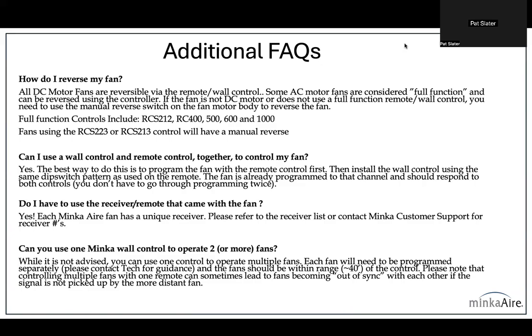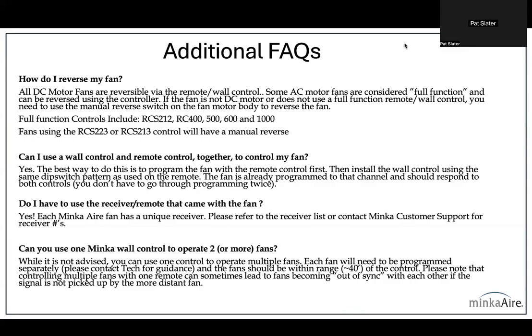Additional FAQs. How do I reverse my fan? All DC motor fans are reversible via the remote or wall control. Some AC motor fans are considered full function and can be reversed using the controller. If the fan is not a DC motor fan or does not use a full function remote or wall control, you need to use the manual reverse switch on the fan motor body to reverse the fan. Full function fan controls include RCS 212, RC 400, 500, 600, and 1000. Fans using the RCS 223 or RCS 213 control will have a manual reverse located on the fan motor housing.